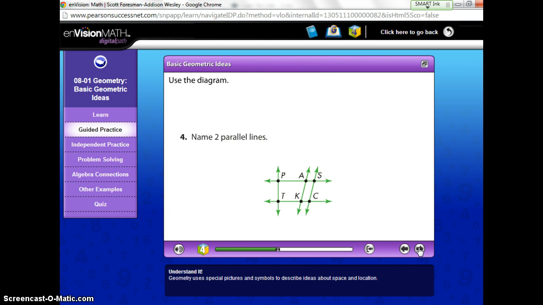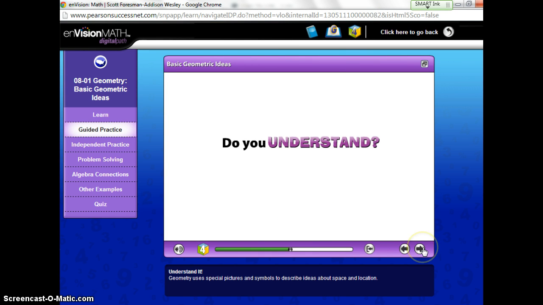Tell me 2 parallel lines from this picture. Alexis? AK and another line that's perfectly parallel to it. SC. Those are both parallel lines. There's more than that example, but move it on.